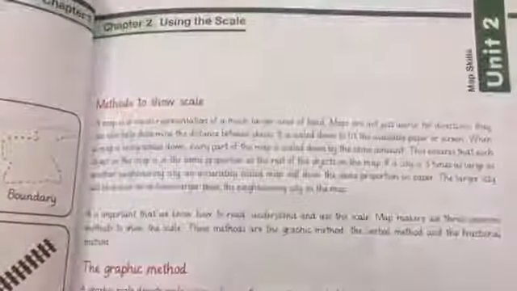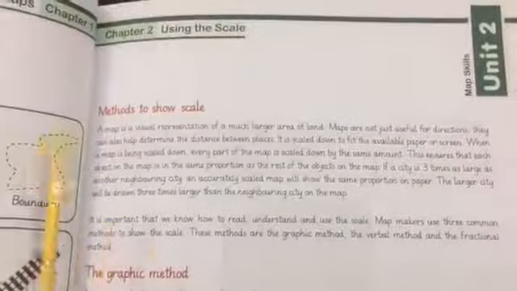So open your books at page number 17, Unit 2, Chapter number 2. In the previous lecture of this chapter, we have discussed the maps, the globe, the types of symbols used in maps, and the types of elements that are used in the maps. Now we will be talking about the scale.